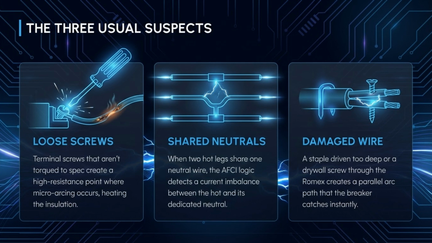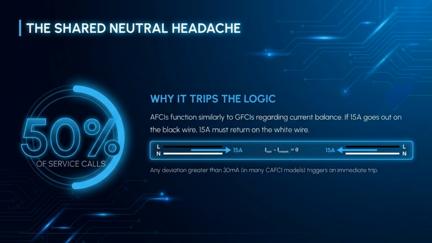Loose terminal screws cause high resistance points. Shared neutrals lead to current imbalances. Damaged wires create a parallel arc path. The shared neutral headache accounts for 50% of service calls.